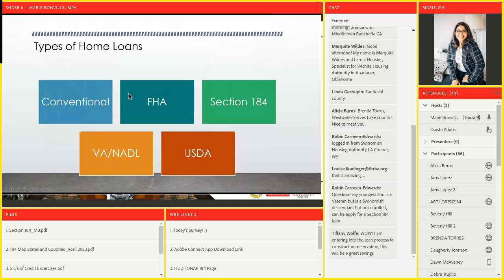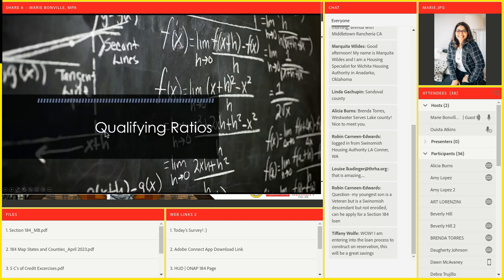Going on to the types of home loans, of course, you've got conventional, you've got FHA, Section 184, the VA loan, and the Native American Direct Loan, and then you've got USDA, and those are just a few.